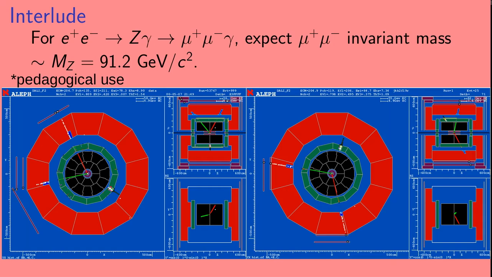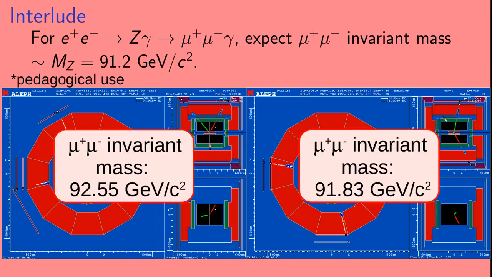Also, we pointed out that we expect the muon-antimuon pair in these events to have an invariant mass compatible with that of the Z boson, which is 91.2 GeV/c². The uncertainty on the measured mass is of order 1 GeV/c². If we look at the mu plus mu minus invariant mass in each of these events, it is compatible with that of a Z boson.